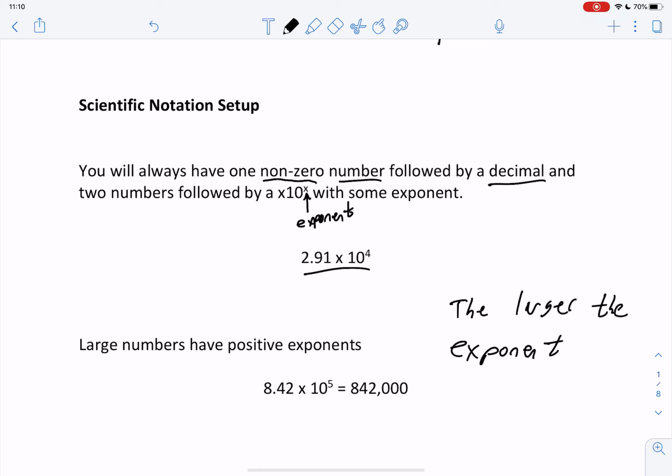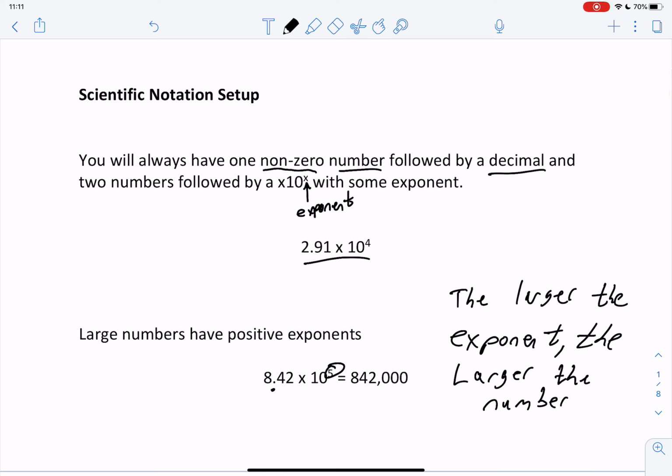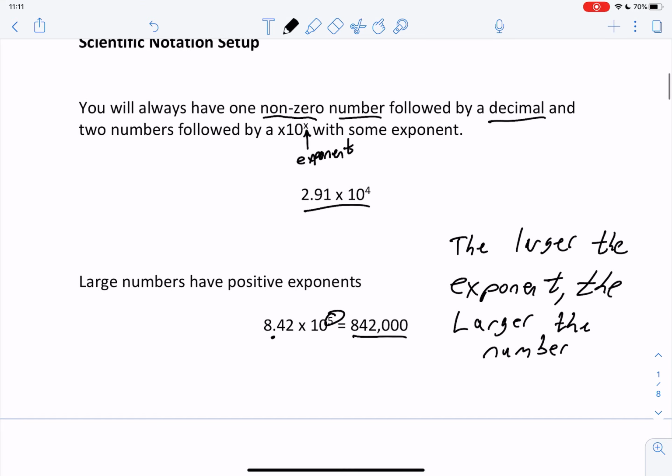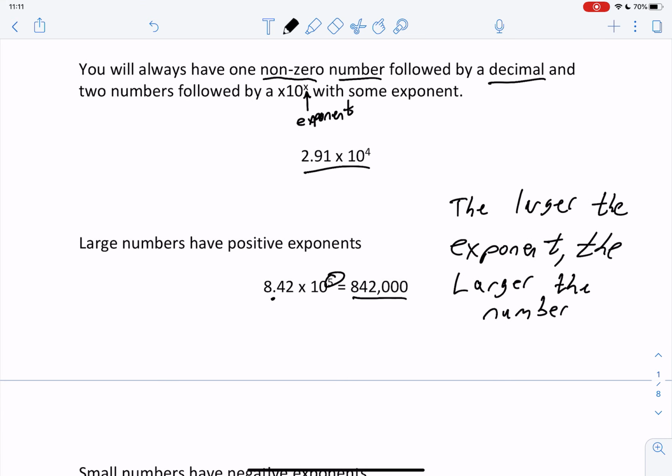So if we look at the problem here, we have 8.42 times 10 to the 5. Now for this, what we need to do is basically move this decimal over 5 places. And we'll get to that in a second. But basically this exponent here is telling us that's a large number. It's not 8.42, it's actually 842,000. So that exponent is the key to understanding how big or how small a number is.